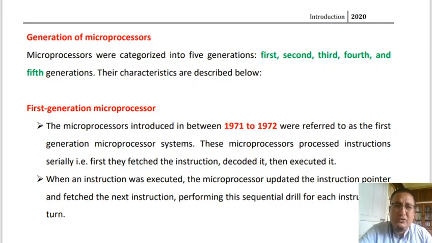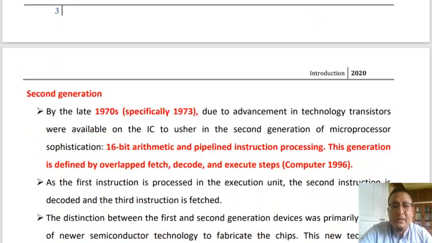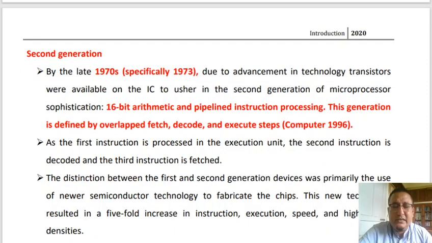Now, this led to the evolution of the second generation microprocessor, released specifically in the year 1973. In this category of microprocessors, the transistors were made available on the IC chip with sophisticated techniques such as 16-bit arithmetic operation and pipelining instruction processing, where the generation of the microprocessors was defined by overlapping fetch, decode, and execution steps.